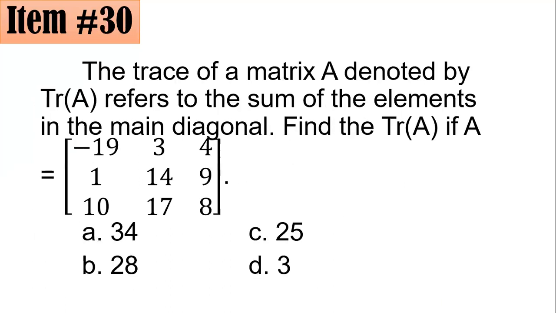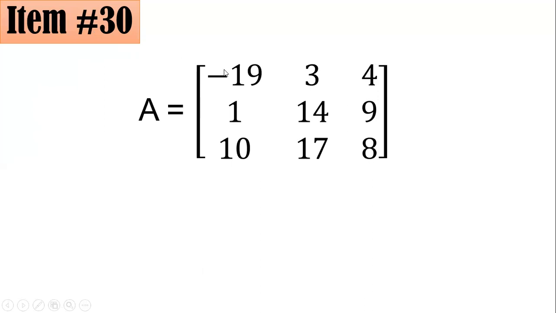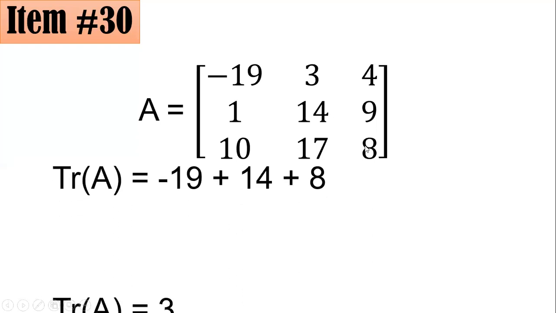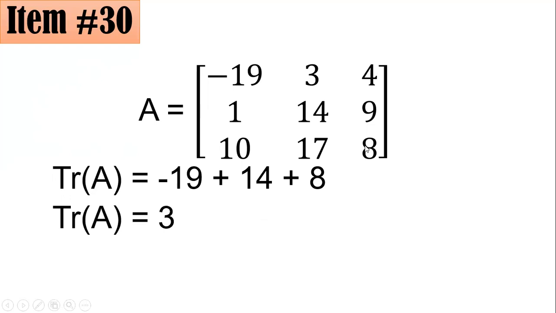30. The trace of a matrix A, denoted by trace of A, refers to the sum of the elements in the main diagonal. Find trace of A if you have this matrix here. Is it 34, 28, 25, or 3? And when we speak about main diagonal, it is here from the upper left to the bottom right. So the numbers in the main diagonal are negative 19, 14, and 8, and their sum is 3. And thus, the correct answer here is letter D. I hope you got D correctly.